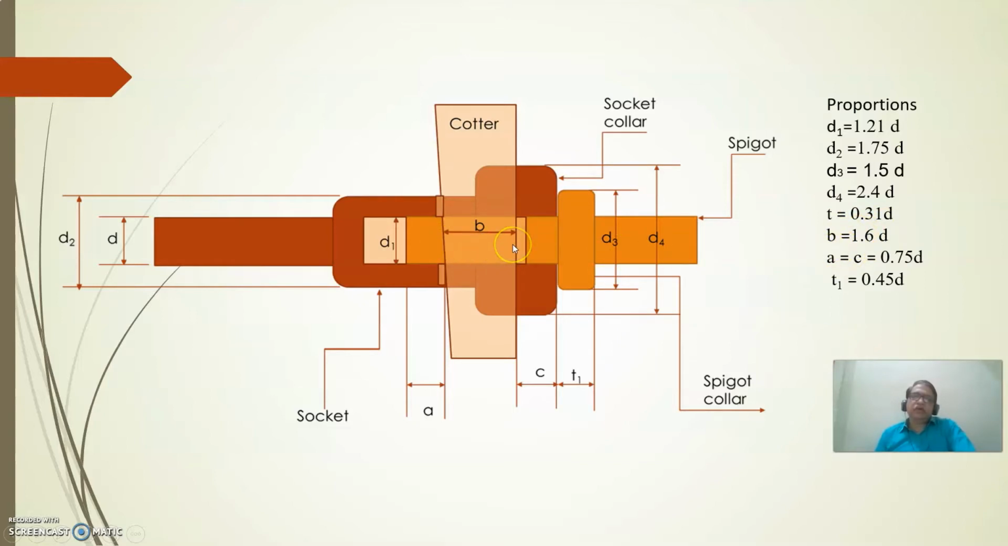The mean width of the quarter is equal to 1.6 d, and the margins at the left side as well as the right side of the spigot, A and C, are equal to 0.75 times the diameter. And the thickness of the spigot collar is equal to 0.45 d.